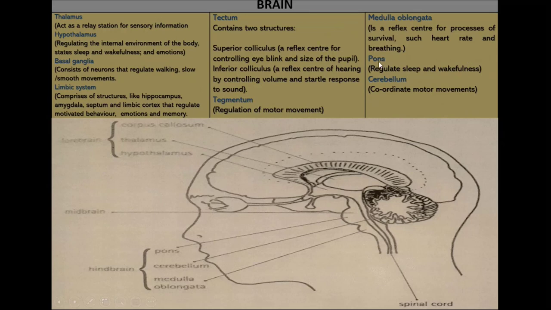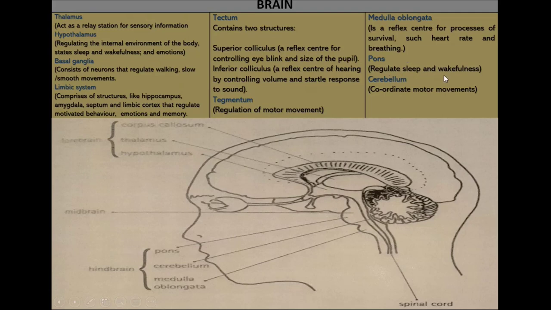Then you have what we call the pons. The pons regulates sleep and wakefulness. You see, it regulates sleep. It's an internal environment that regulates sleep. Check the similarities: sleep and wakefulness. Regulating the entire internal environment of the body, the state of sleep and wakefulness.